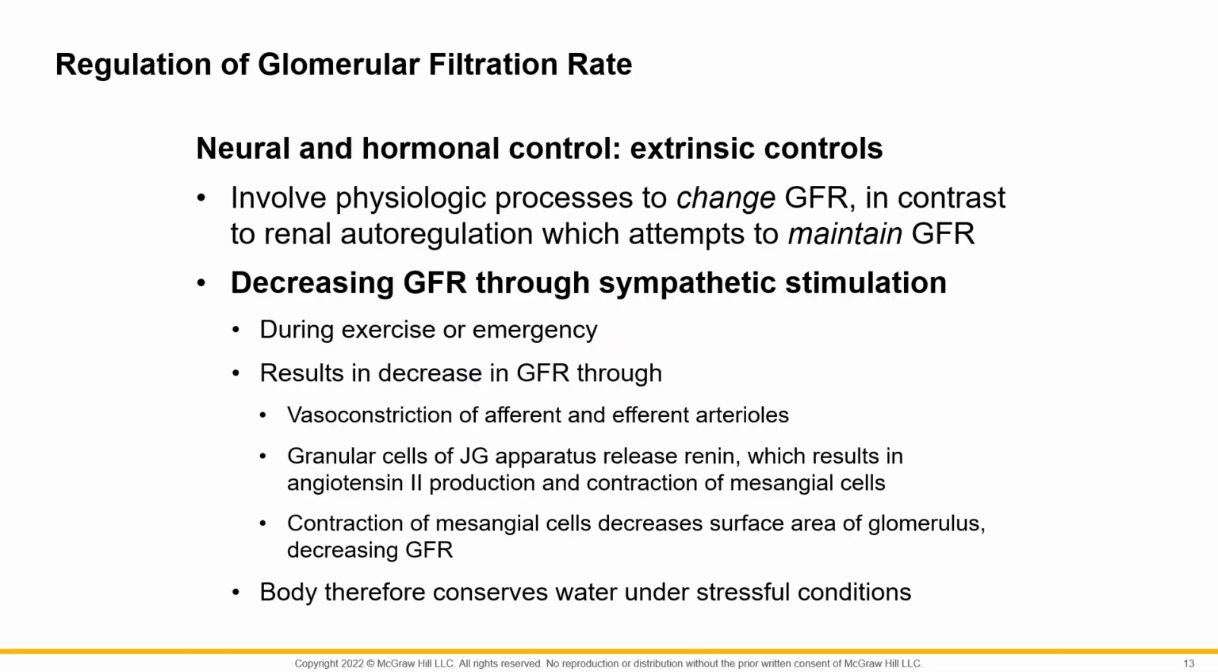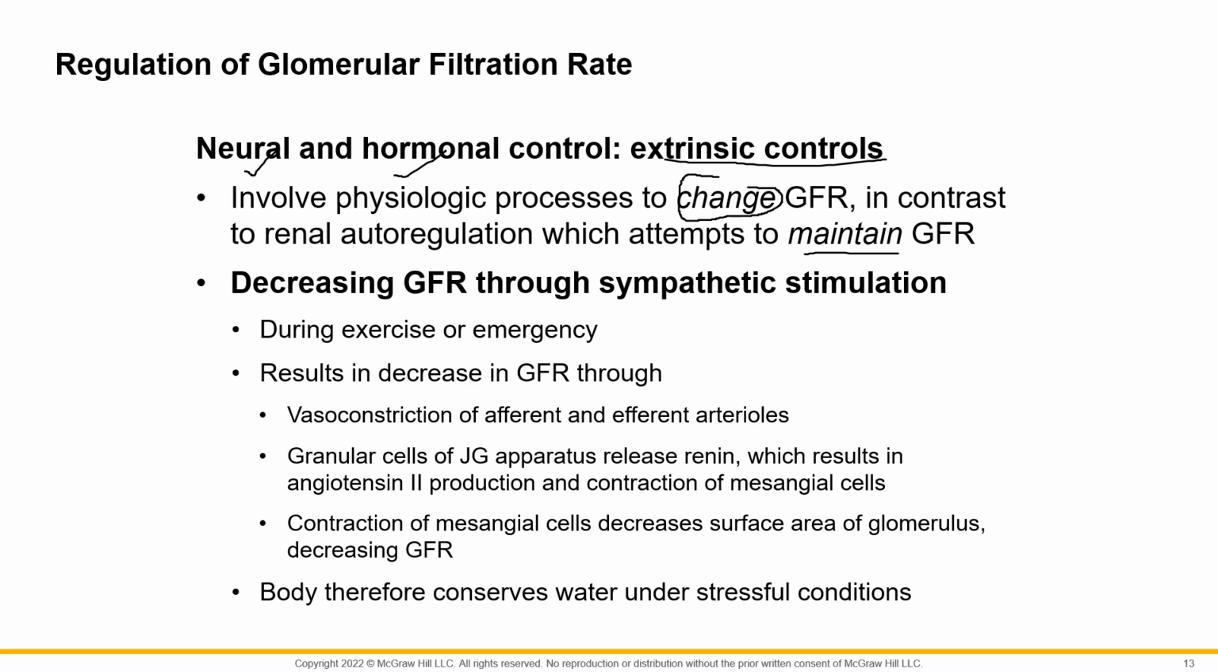So that was the first level of maintaining GFR in the normal range, right? If that fails, then neural and hormonal control, which are extrinsic controls, which don't start in the kidney, start to happen. So the first way, your kidney, this involves changing GFR. What autoregulation did was it maintained GFR in the normal range. What the extrinsic controls are doing is they're actually changing your glomerular filtration rate.